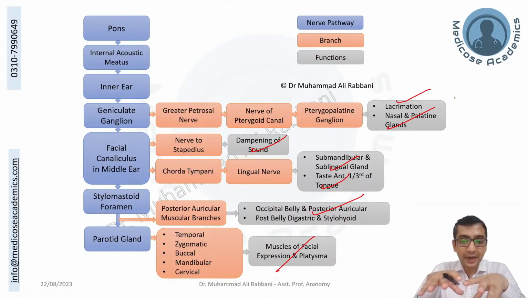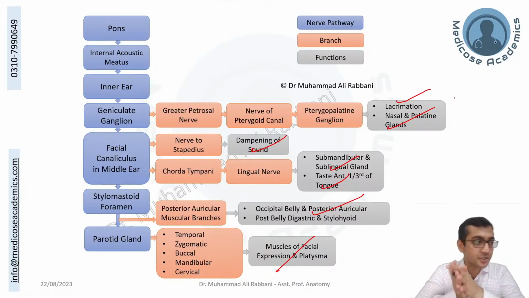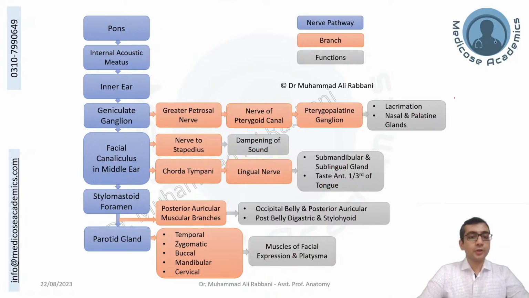So by understanding these things, you can pinpoint the site of lesion of the facial nerve just by hearing the symptoms and getting to know the signs and symptoms of that person. So that's the theory behind the facial nerve.